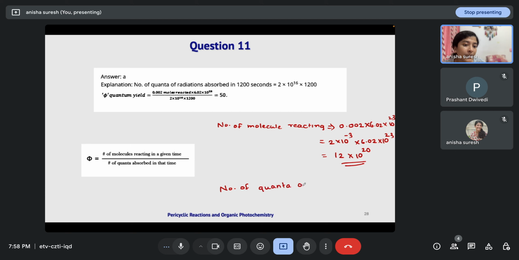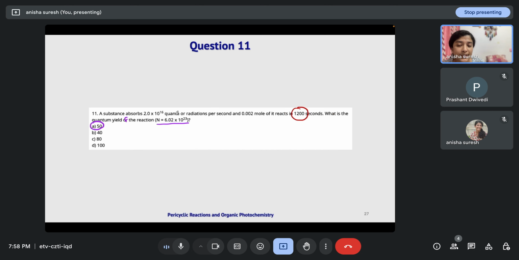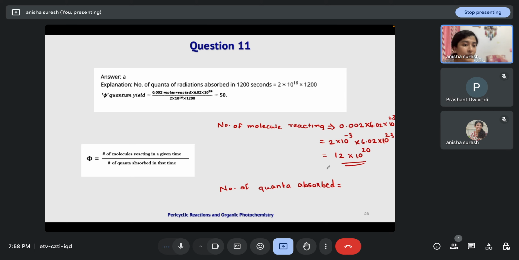Number of quanta absorbed is equal to, in the question it is given 2 into 10 power 16 quanta per second is absorbed and the time is 1200 seconds. So we have to multiply this 2 into 10 power 16 with 1200 seconds. So 2 into 10 power 16 quanta in 1200 seconds. So 24 into 10 power 18 is the number of quanta absorbed.